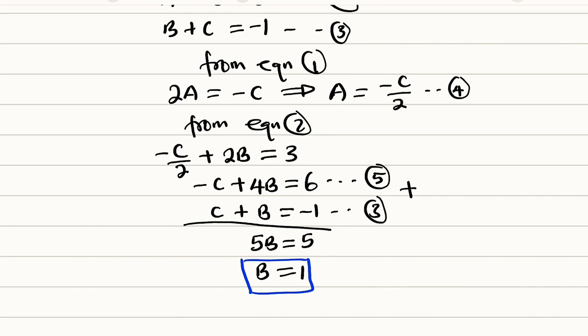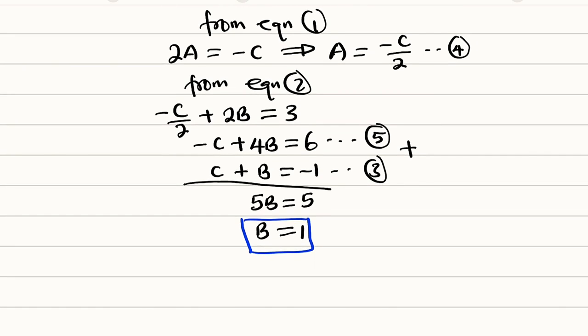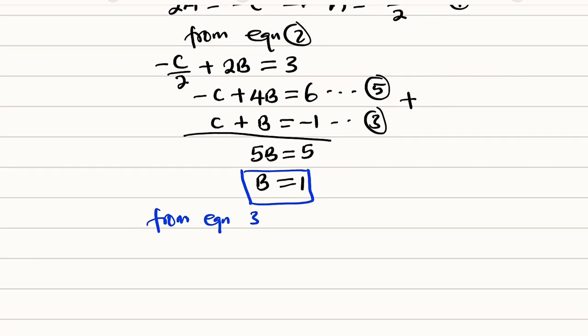Now we can plug it back into this equation number 3 to obtain the value of c. From equation 3, you can see that c is equal to -1, -b if b crosses over, but b is 1, so we have c equals -1, -1. This implies that c is equal to -2. Another value found.